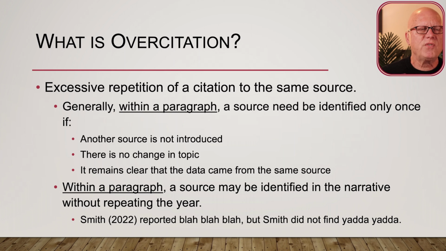Now, if you write a paragraph in which you identify data as coming from Smith, and then in a sentence or two later you identify data that came from Jones, if you then again want to present data that came from Smith, you have to cite Smith again, because you've introduced that intermediary, Jones, that breaks the flow of the source of information as you're presenting it to the reader.